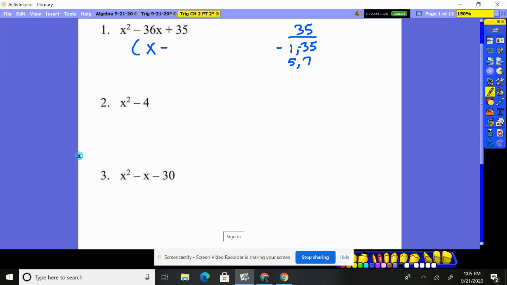So this will break down to the binomial x minus 1 times the binomial x minus 35.